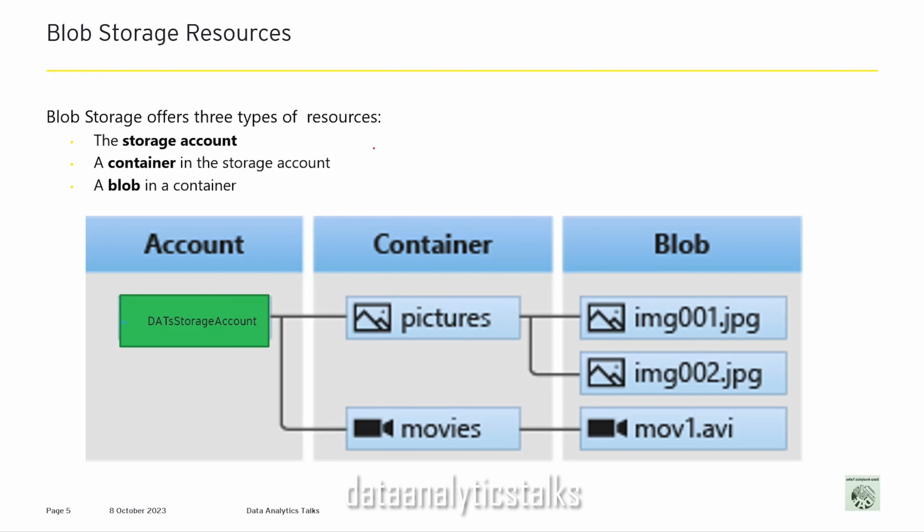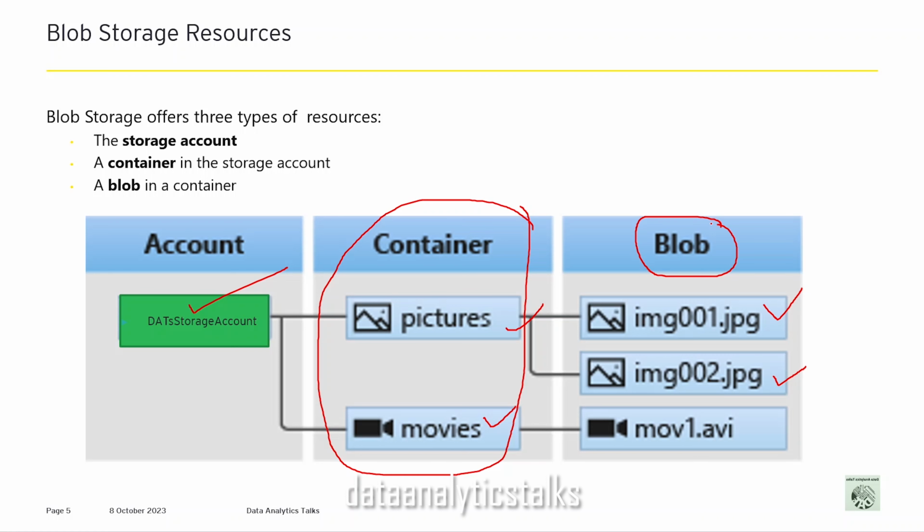Looking at the storage resources, Blob Storage offers three types of resources: the storage account, a container in the storage account, and a blob in the container. Look at this example. We have a DAD storage account. Within the storage account, we have two containers, one for pictures and another for movies. Under the pictures container, we have multiple images, which are nothing but blobs. Under the movies container, we have movie files.